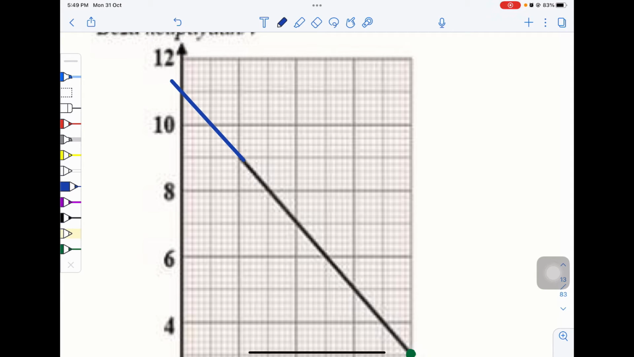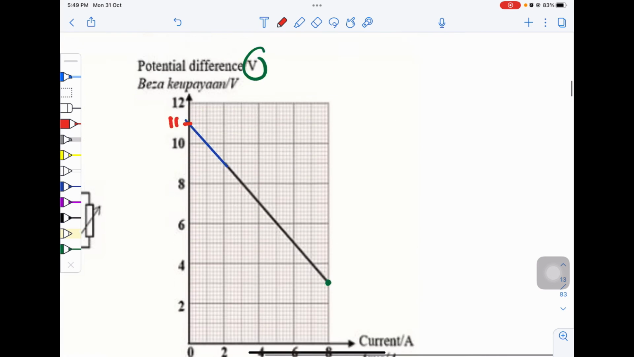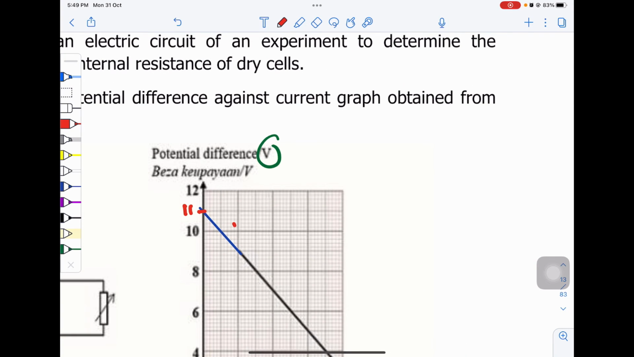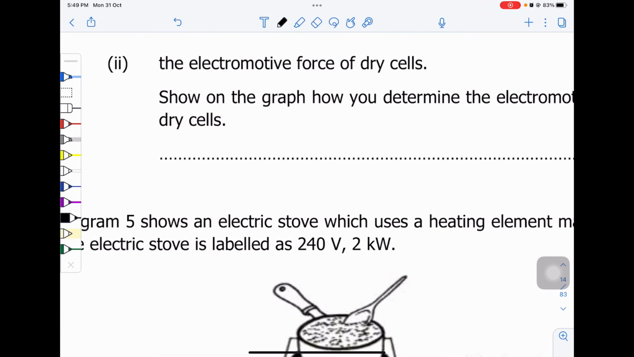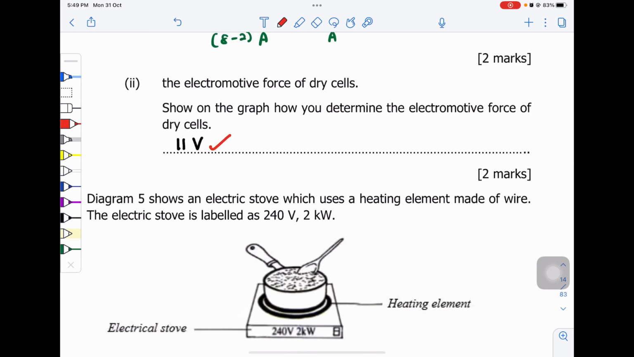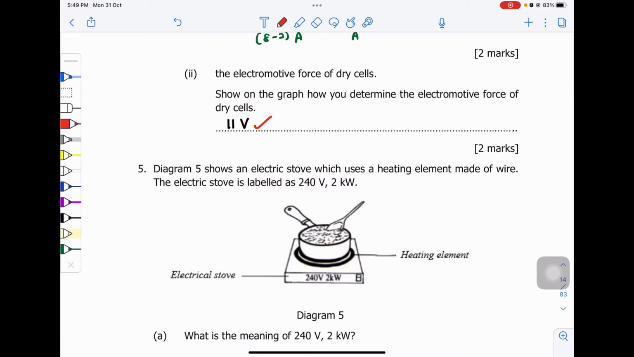Right, done. Right, so that's not yet. We see here there is an intercept, at 11. Drawing this line gives you 1 mark, and then you write the value, that's another 1 mark. So it's 11 volt. Must include the unit. Okay, so very easy, that one, right?